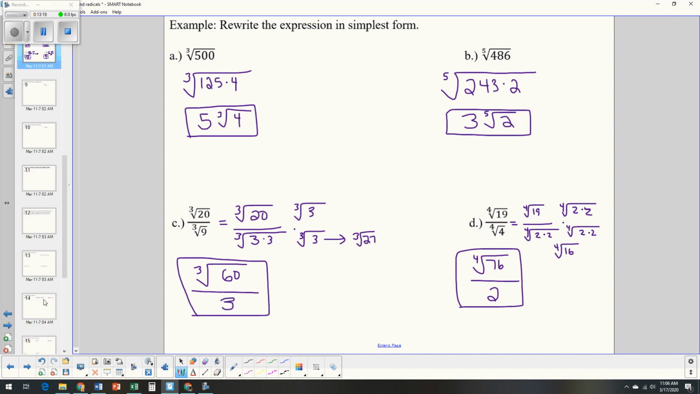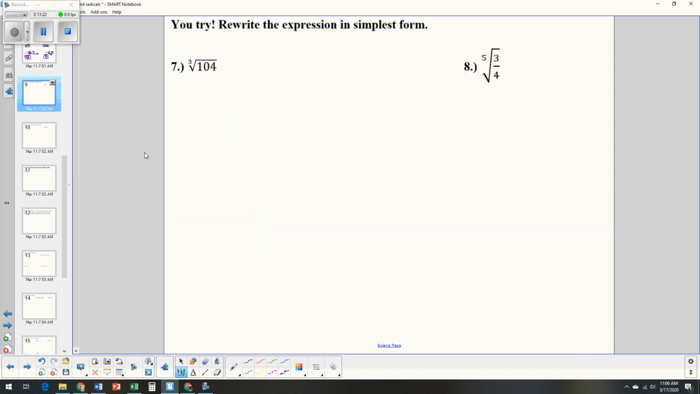So you guys are going to try the next ones. Again, pause when you're trying them and redo it when you are done and look to see the answer. All right, if you've unpaused, our answer here was 2 cube root of 13. And for number 8, we would have the fifth root of 24 over 2. That is completely simplified.